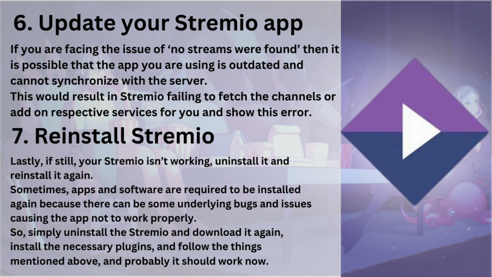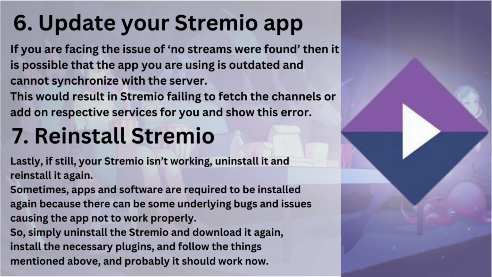You can also update your Stremio app if it is not working properly. If you're facing the no-stream issue, it is possible that the app you're using is outdated and cannot synchronize with the services. This could result in Stremio failing to fetch the channels or the add-ons from the respective services for you and show this error.